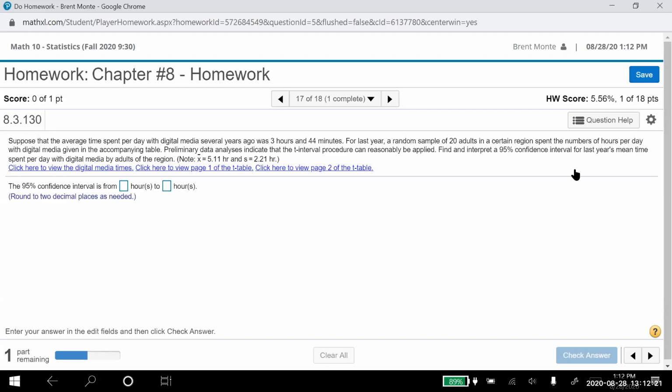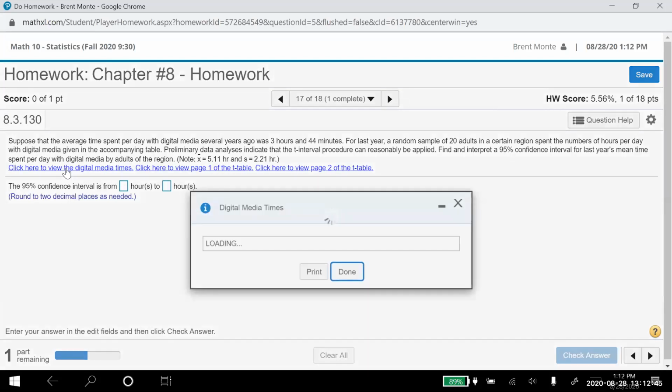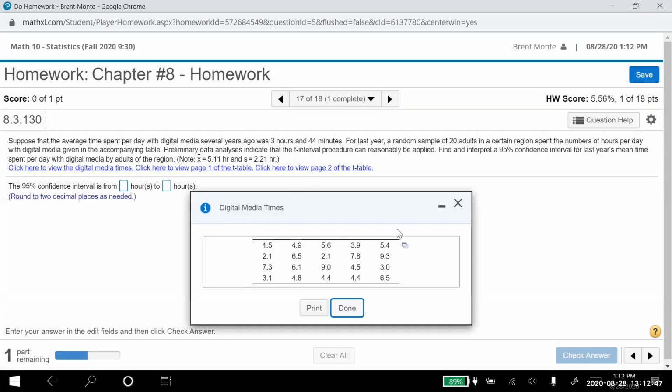I want to show you how to use the data in StatCrunch to go ahead and find one of these confidence intervals. Notice also here they talk about click here to view page 1 of the T table, click here to view page 2 of the T table. We don't use the Z table or the T table at all, so clicking there is not going to do anything except confuse you. But we do want to see the data, so we'll click here. Here's the data. It's going to load it up. All I'm going to do is open the data in StatCrunch.